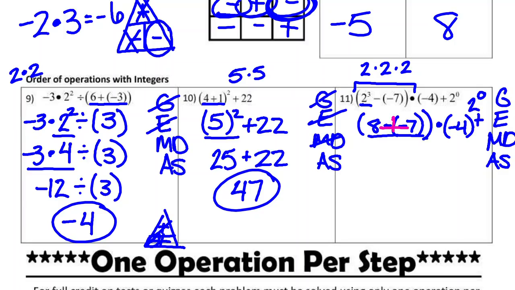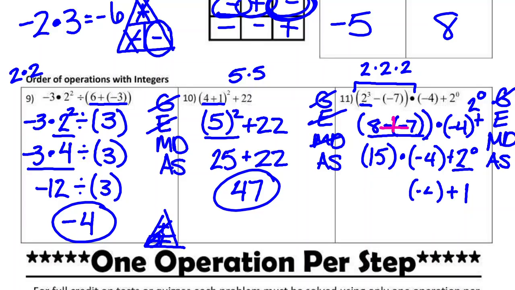So that's really 8 plus 7, which is 15, times negative 4 plus 2 to the 0. I'm done with groupings because I just have fake out groupings. I have an exponent, which is 2 to the 0. Anything to the 0 power is 1. I'm done with exponents. I have multiplication, division right here. 15 times negative 4 would be negative 60 plus 1, and I get negative 59.